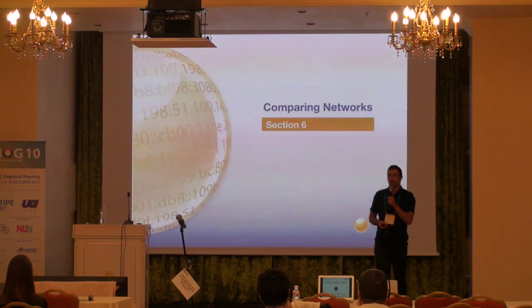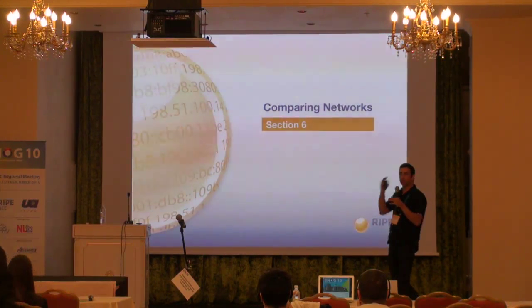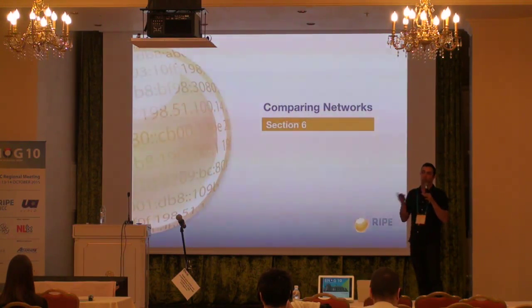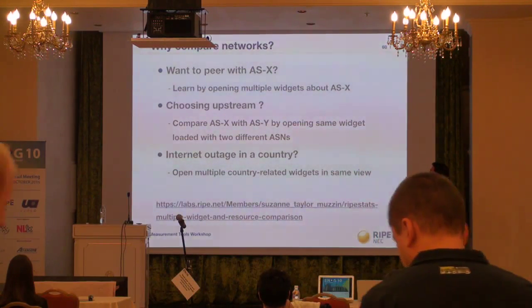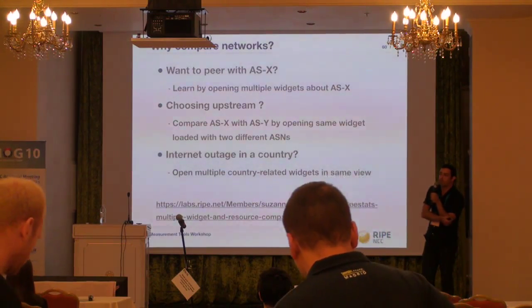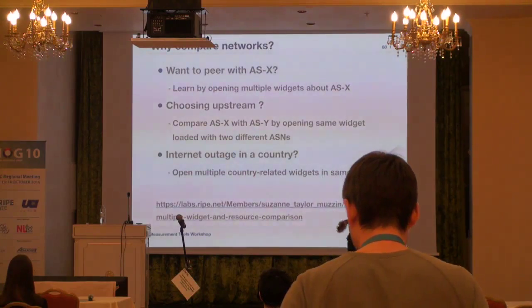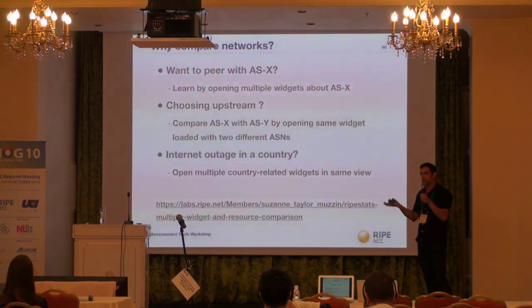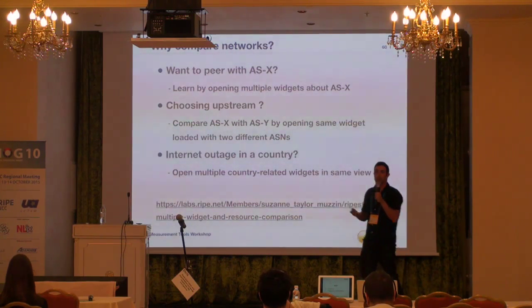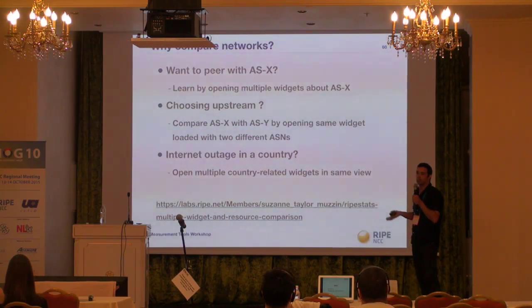With this, up until now, I've been showing just one network. If you want to compare more than one network in one go, it's also easy, and you could use it for several use cases. Like if you're going to peer with a new AS, you can compare several potential new peers. You are also choosing an upstream. You can also compare one with another and see how they've been operating, and whether there are different features.